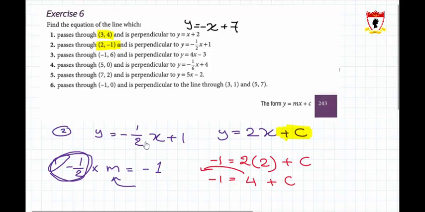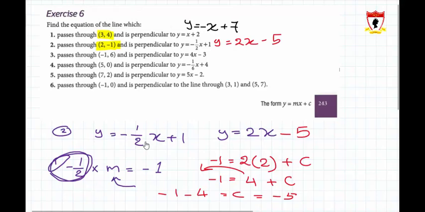When the 4 goes to the other side, it's positive here, so it will be negative. Then negative 1 minus 4 is equal to c. Negative 1 minus 4 is equal to negative 5. So we got the value of c. We can write the equation like this: y equals 2x minus 5, because minus 5 is the value of c. So for question 2, the answer is y equals 2x minus 5.